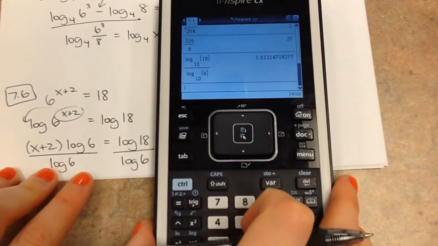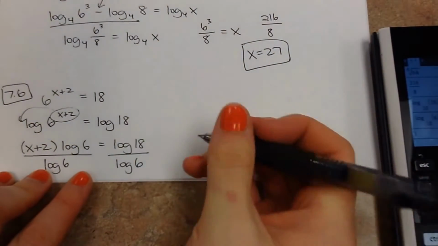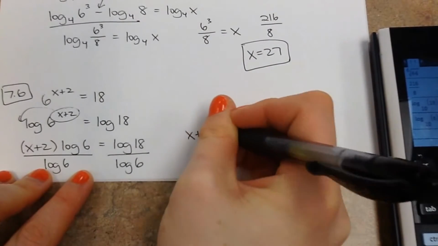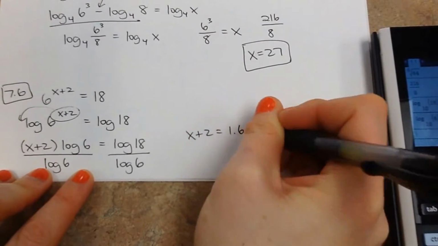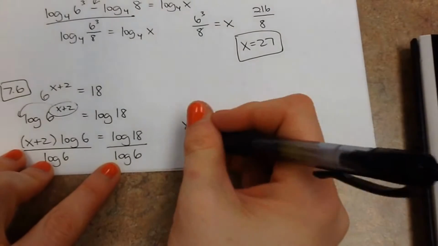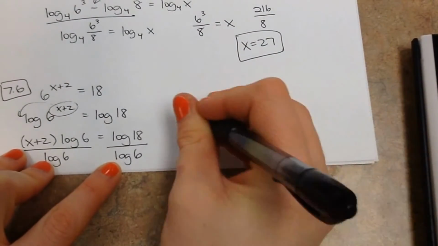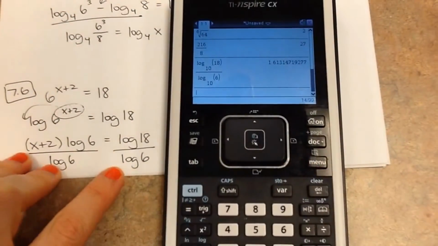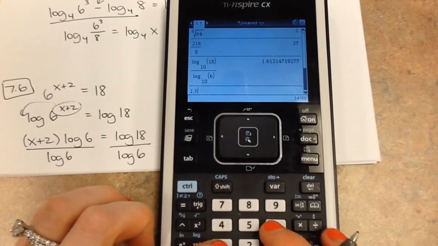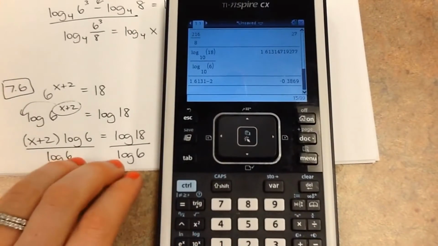So we get about 1.6131. We always want 4 decimal places with these. And then you subtract 2 from both sides. So we take that number and we subtract 2. And we get negative 0.3869.